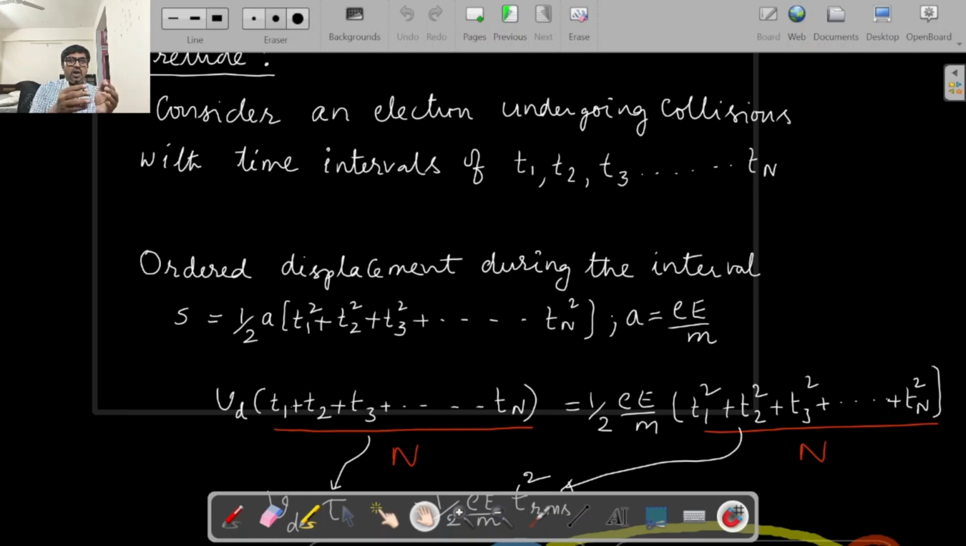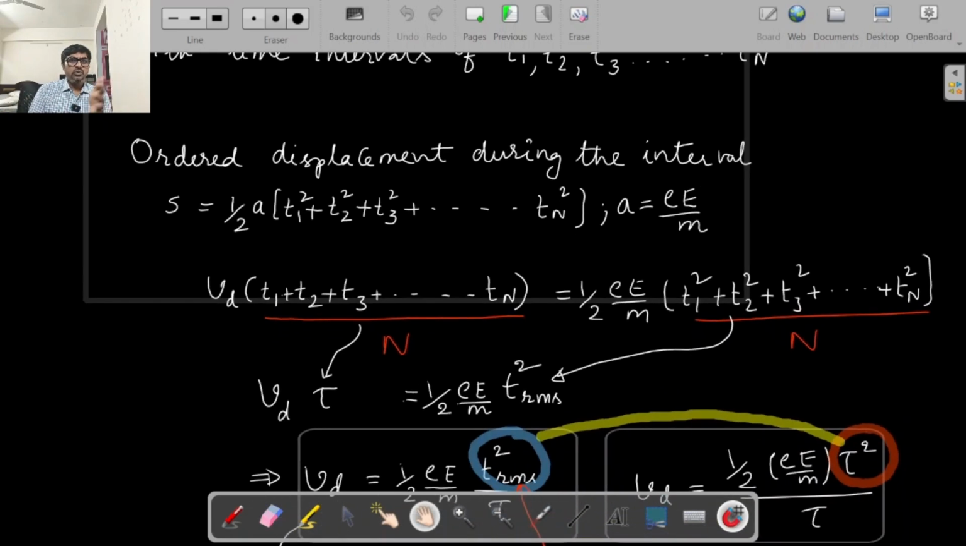Whatever ordered motion you get will be added up here. The total displacement due to ordered motion will be equal to half of a into t1 square plus t2 square plus t3 square plus so on tn square, half a t square basically, n times added. That is the total displacement, where a equals electric force upon mass, where electric force is nothing but e into capital E. Okay, we got the displacement.